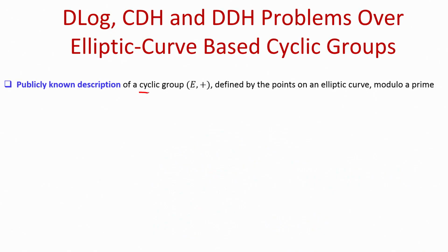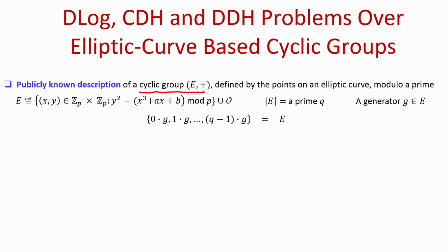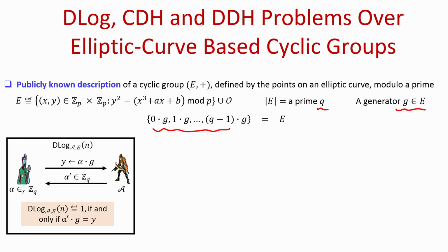So, what you are given here is the description of a cyclic group based on the points on an elliptic curve modulo a prime, and say the size of the group is a prime number q, and you are given a generator. That means different multiples of g, up to q minus 1 times g, would have given you all of the set E. Then the D-log problem is as follows. The challenger picks a random index alpha from the set 0 to q minus 1, and it gives g to the power alpha, which basically is alpha times g, which is nothing but the element g added to itself alpha minus 1 times, and the challenge for the adversary is to find out the index alpha.